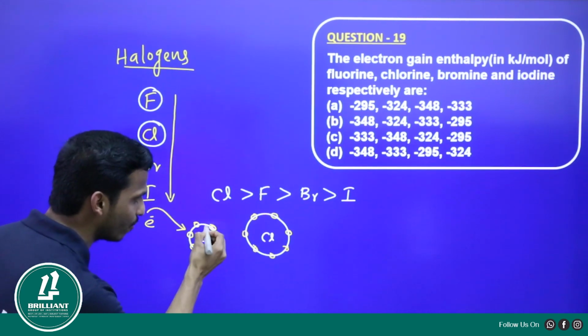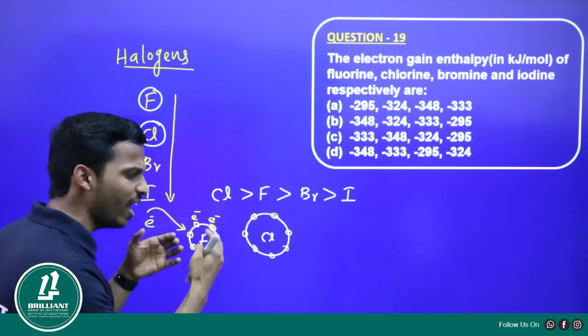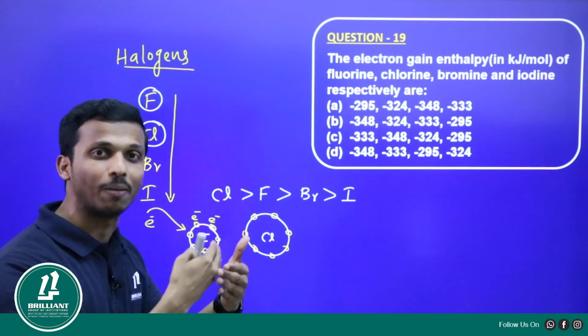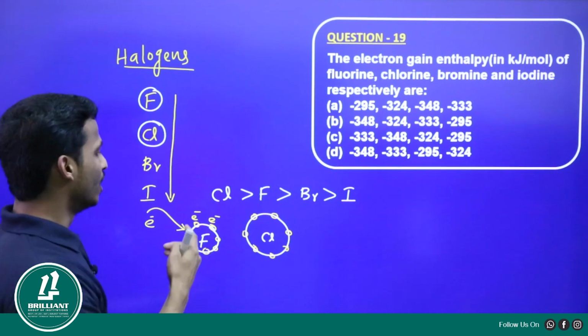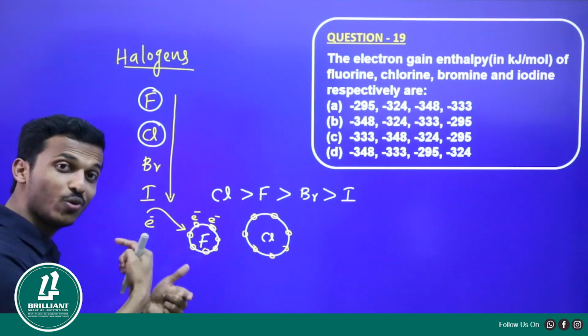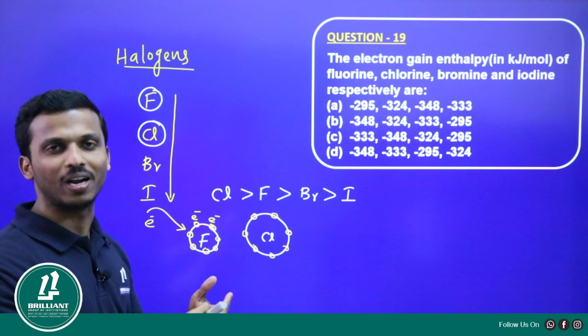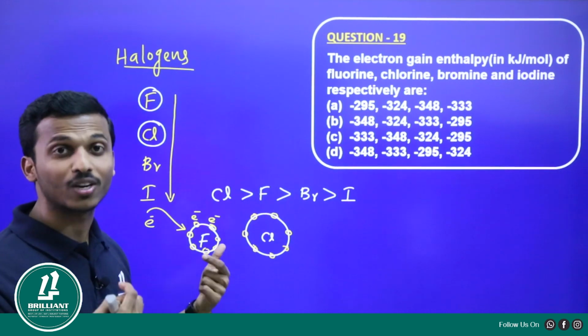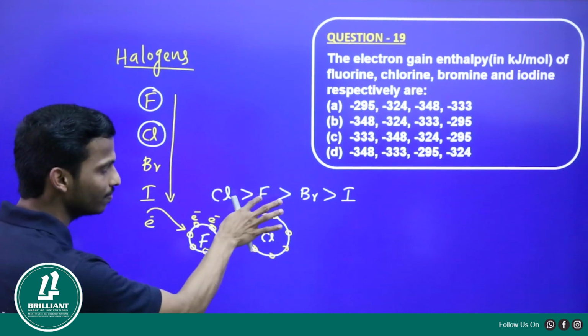Seven electrons are in its valence shell. So there is already very high electron repulsion in fluorine, right? Into that system you are going to add one more electron, so it will repel very strongly. So the electron gain enthalpy will be lesser.